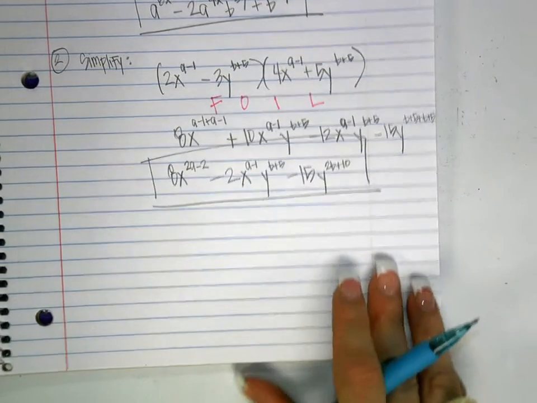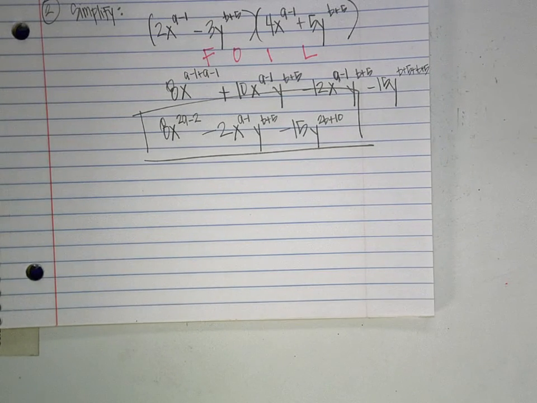Okay, that is more of a challenging problem. But you know how to do that. Okay, it is still FOIL. You know the exponent rules. Okay?